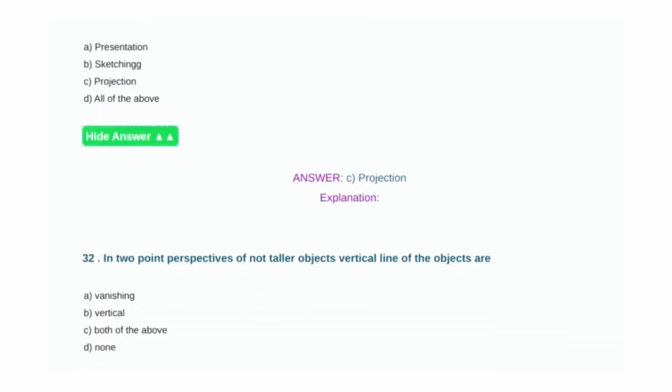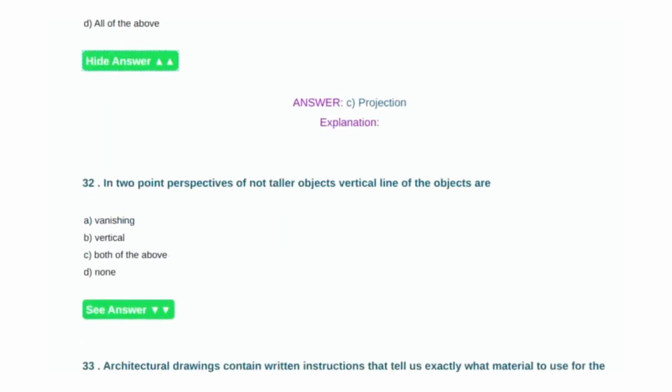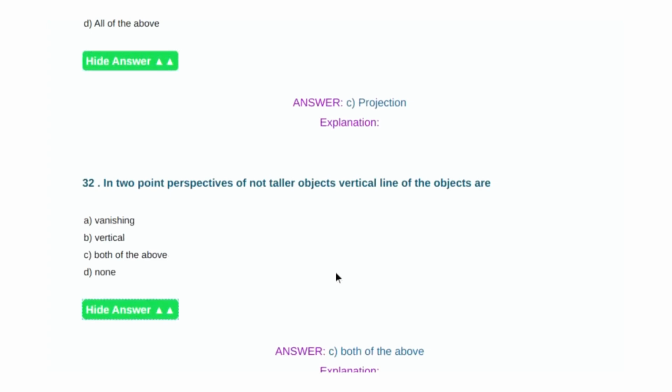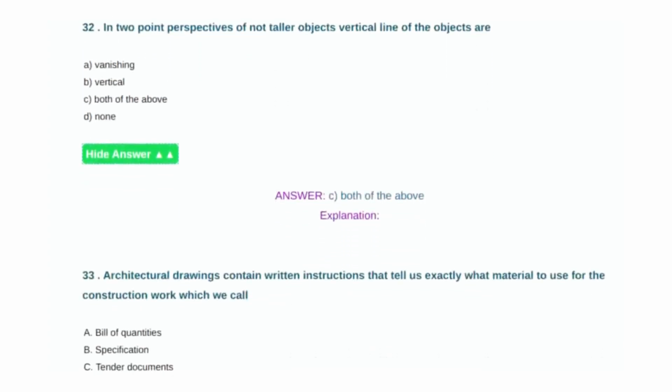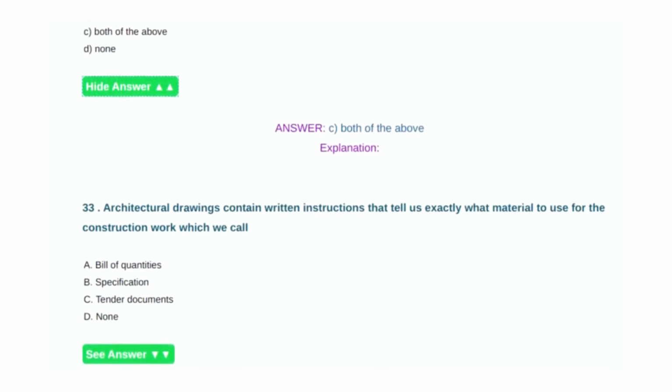In 2-point perspective of a not-tall object, the vertical lines of the object are: vanishing, vertical, both. Artistic drawing contains written instructions that tell us exactly what material to use for the construction work, which we call specifications, not bill of quantities.